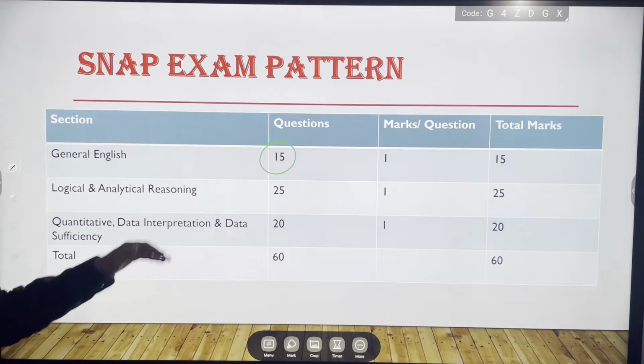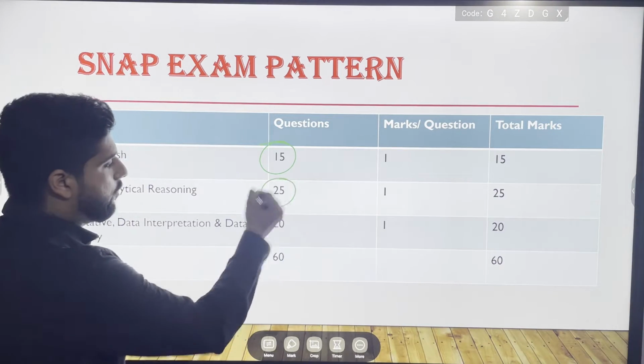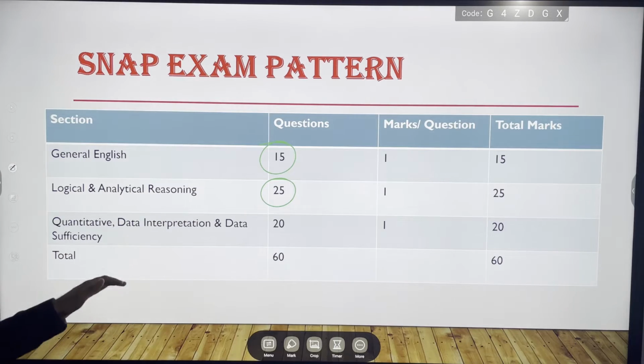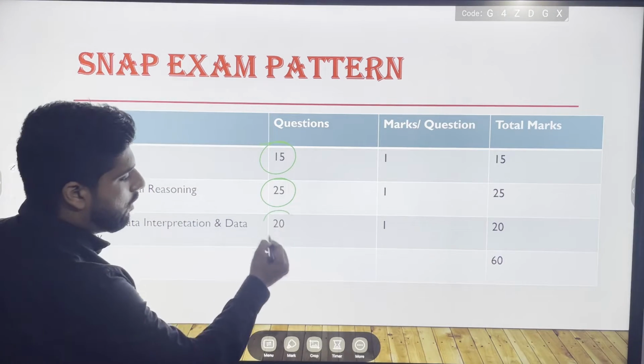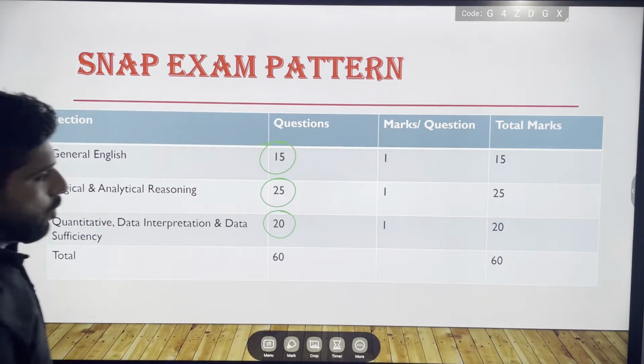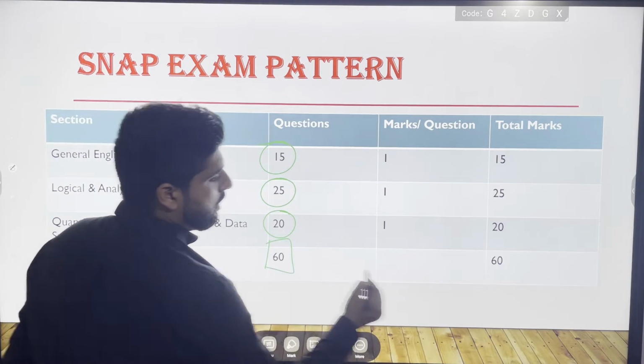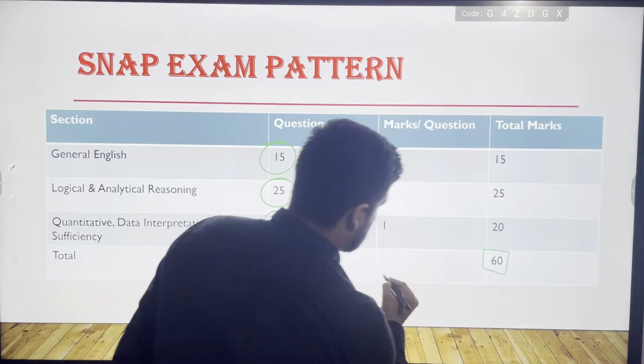Now regarding the exam pattern, in the general English there will be 15 questions. In logical analytical reasoning there will be 25 questions. Quantitative DI and data sufficiency there will be 20 questions. So that means totally 60 questions, 60 marks and 60 minutes is the time limit.